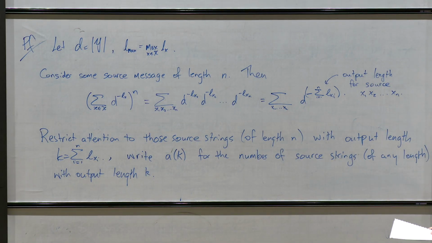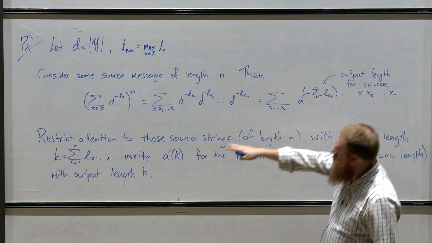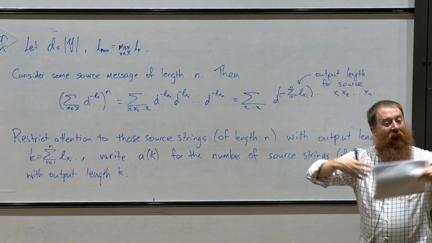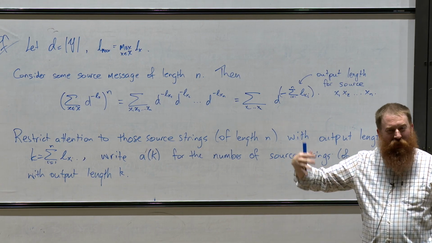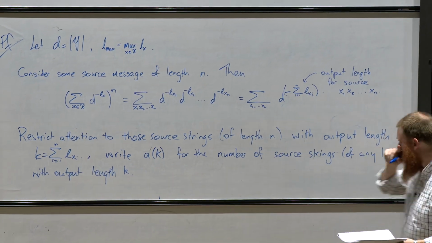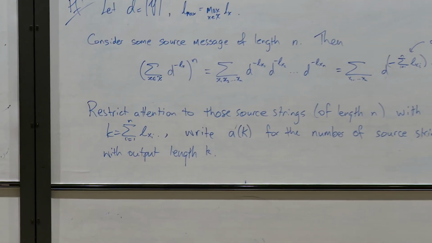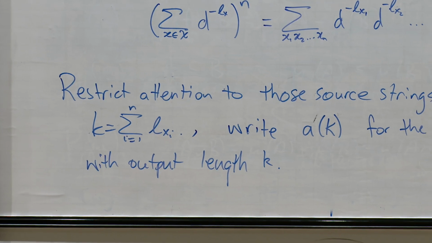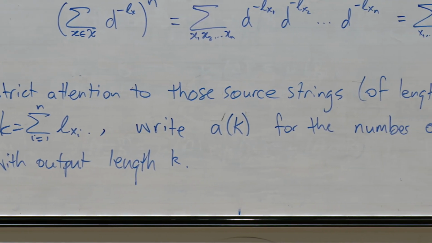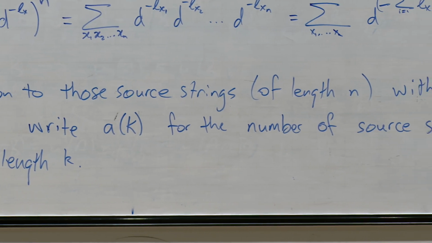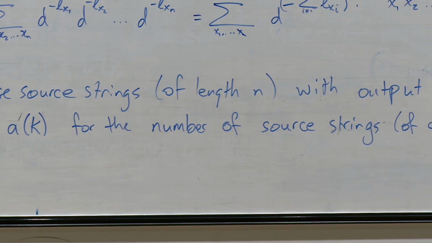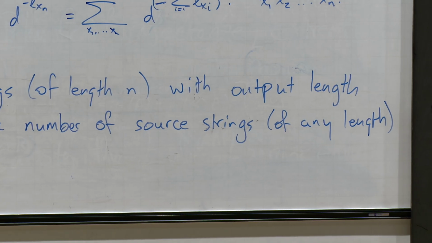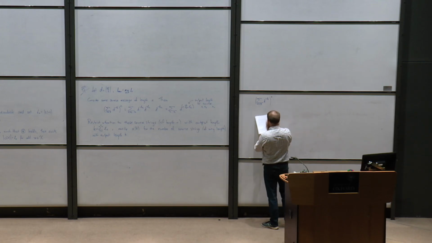So if I think about the source strings of length n, I'm going to get something that looks like this with a sum up to n, but then I'm going to write a_k for how many inputs there are which have output length k. The reason for doing this is going to be because of the following. So now I'm going to write the same thing that I wrote a moment ago: the sum over x in X of D to the minus Lx, to the n.